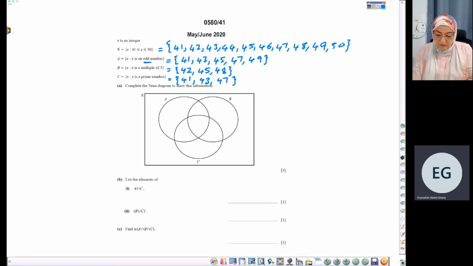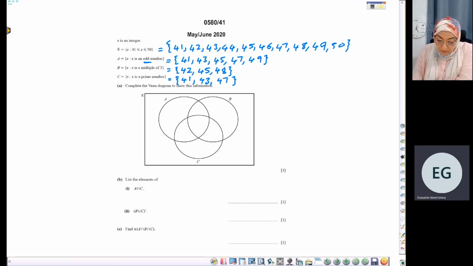Complete the Venn diagram to show this information. First of all, we should see what the common elements in some sets are. For example, let's take the smaller first. B and C. What's common in B and C? 42, 45, 48? Impossible, because prime numbers cannot be in the table of 3. So nothing is common in B and C. Okay? The intersection of B and C is nothing.